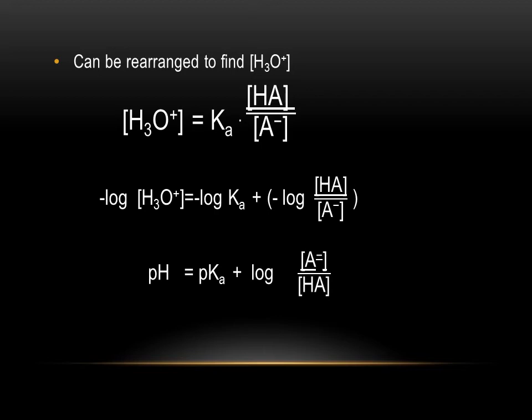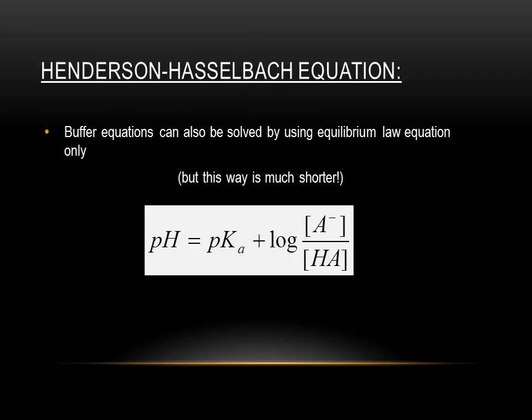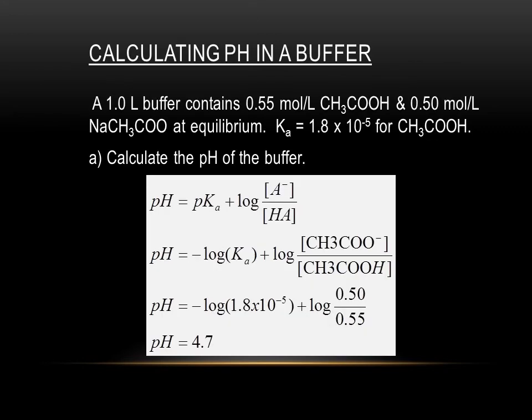plus the log, and you'll notice that we've switched the signs here. Instead of adding the negative log, we're going to add the inverse log, so you can see that we've swapped the location of the anion concentration and the acid concentration. So that's the Henderson-Hasselbalch equation. It really saves you time. So let's look at the same buffer that we looked at before. Using our equation, plugging everything in, you'll see we get the exact same pH as before. So it's a nice short way of determining the pH of a buffer solution.